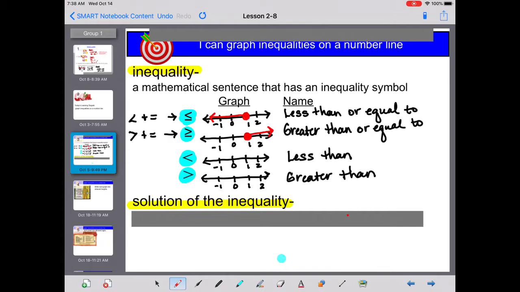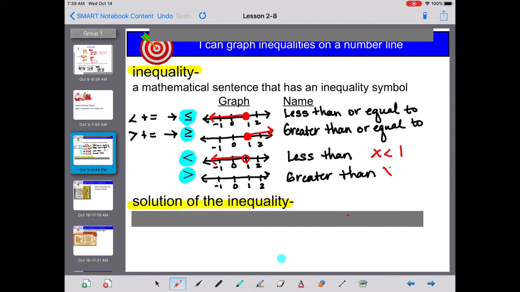Okay, so let's say I wanted to graph numbers that were less than 1. Well, I would put a circle at 1, but this time 1 is not less than 1. So 1 is not one of those solutions. So I would leave it an open circle, don't fill it in, and then draw my arrow in the direction of the numbers that are all smaller than 1.